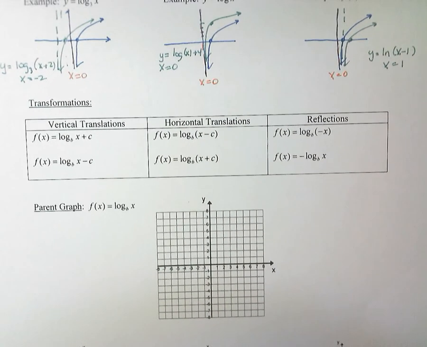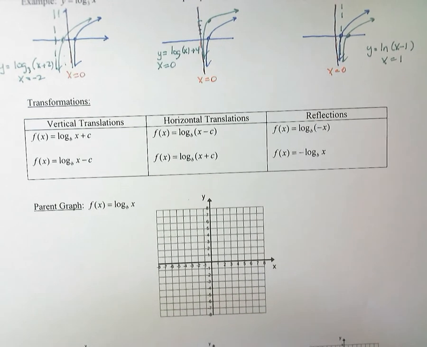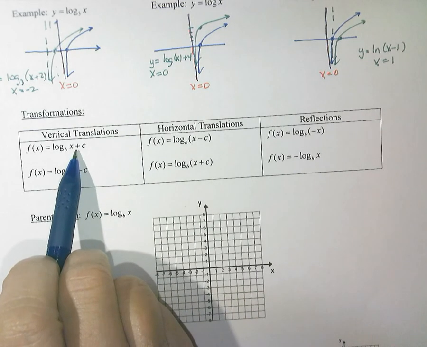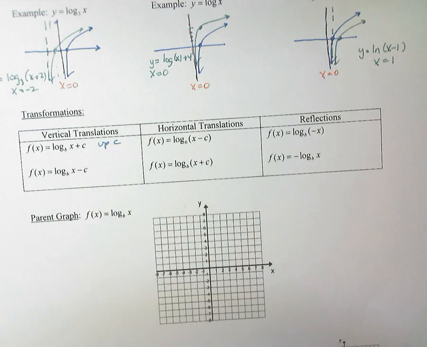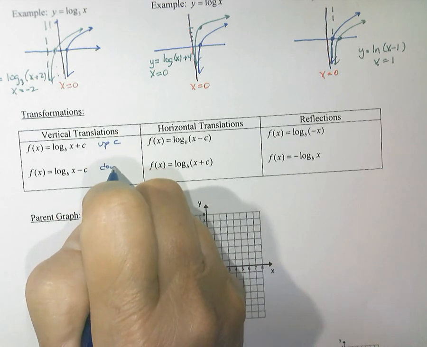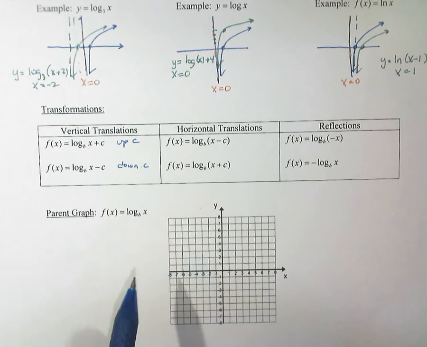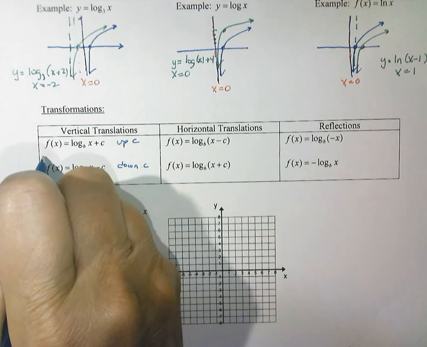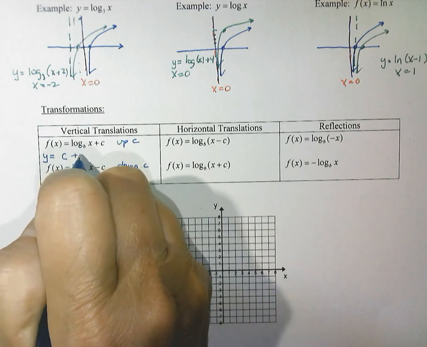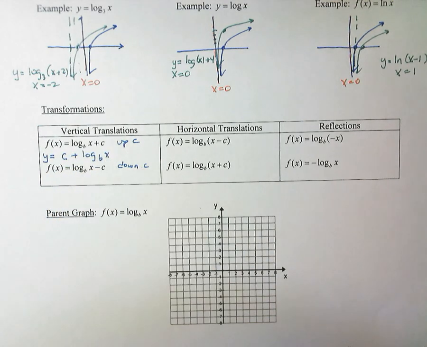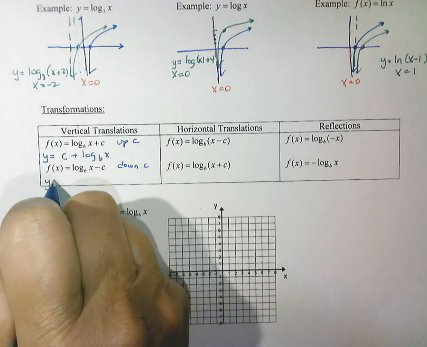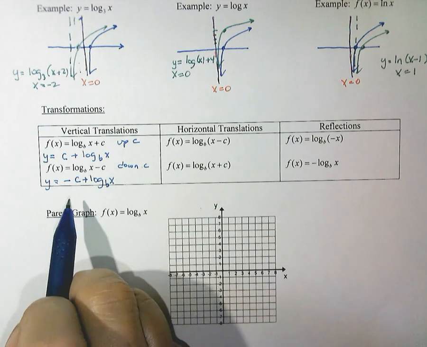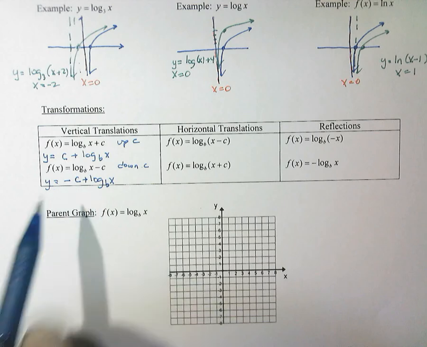So, to summarize transformations, vertical transformations mean I'm going to move up or down. So this is going to be up c. Minus c is going to be down c. But the problem with this is I didn't put parentheses around here. I do on the next one. But that gets confusing, so you might want to write this as y equals c plus log base b of x. And this would be y equals negative c plus log base b of x. If it's written like that, it's a little easier to see that this is going up and this is going down.